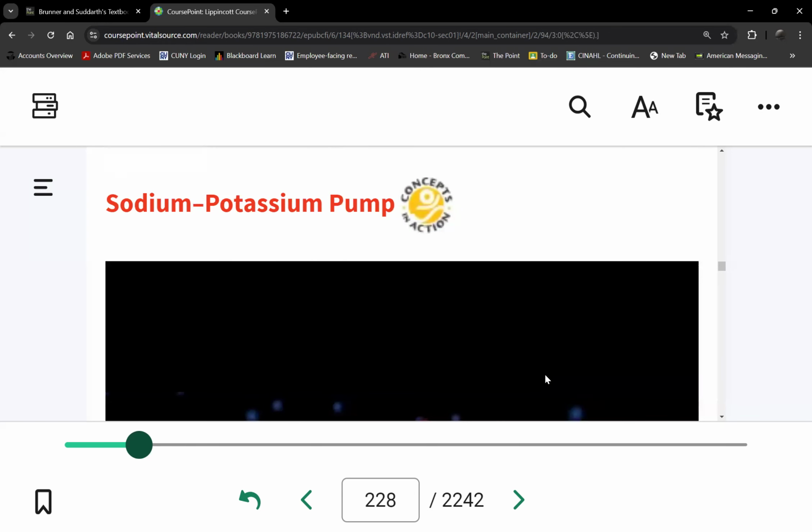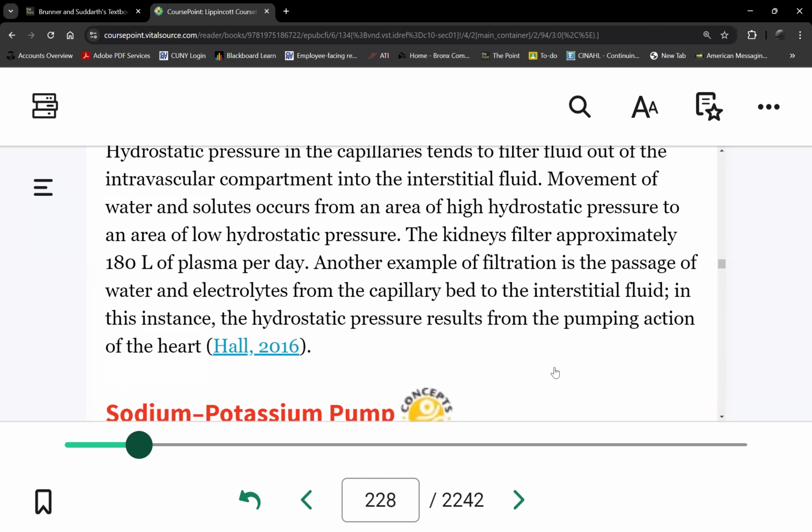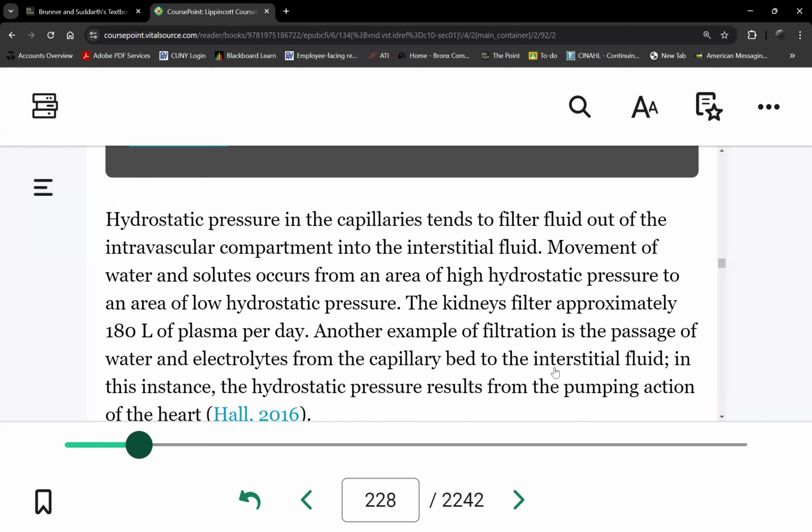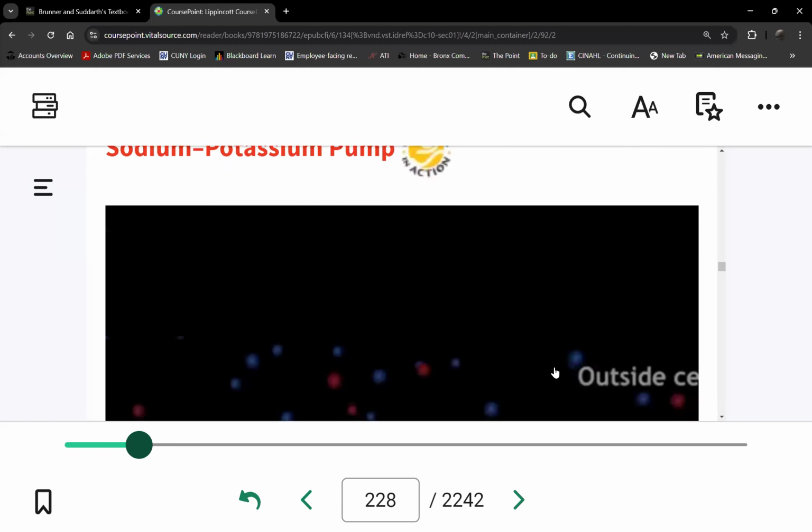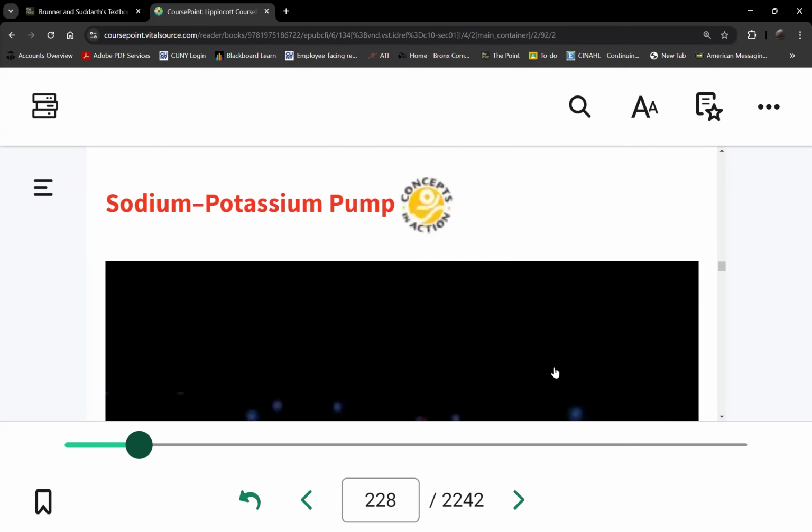So far, diffusion, filtration, and osmosis are all passive, correct? Meaning they do not require any power, any energy at all. They just occur passively. The number one example of active fluid transport is the sodium potassium pump.